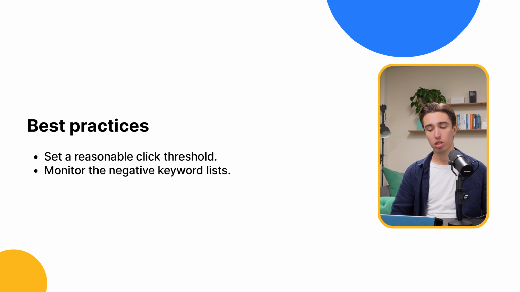Then some of the best practices. There are 2 best practices in this case. Set a reasonable click threshold. So this can be 1, but if your campaign is really big, you can set this to a little bit higher. For example, 10 clicks.